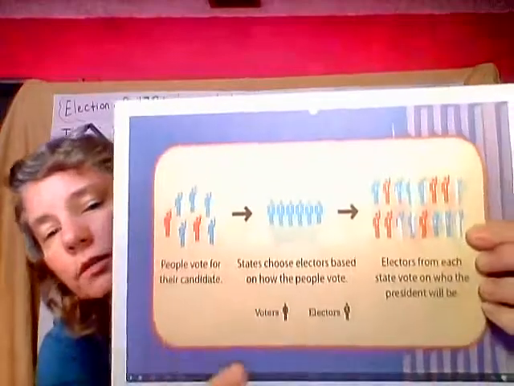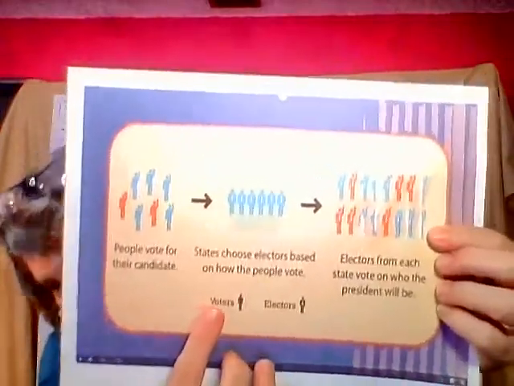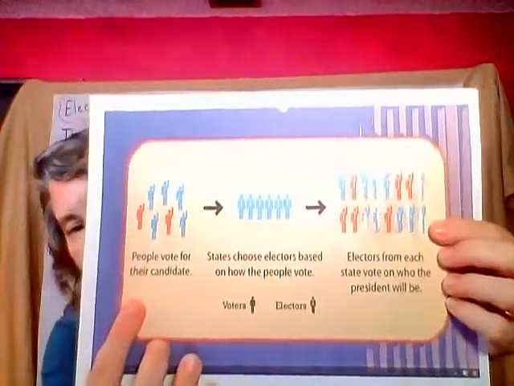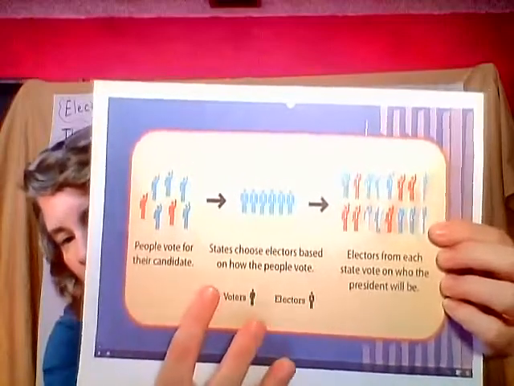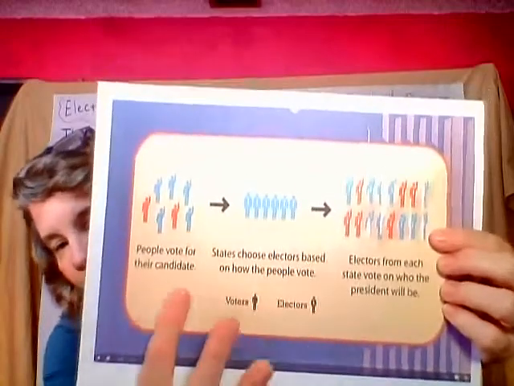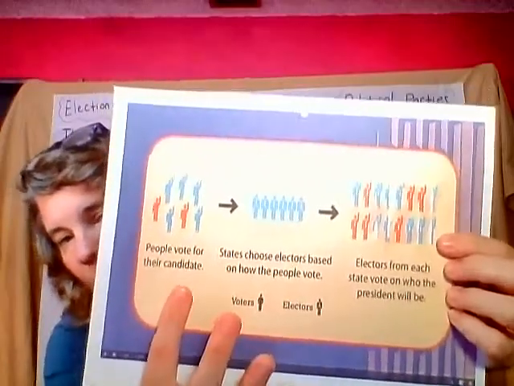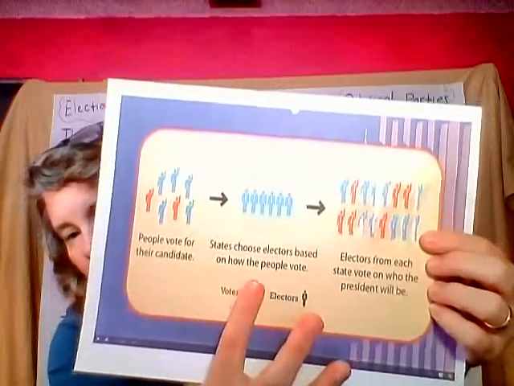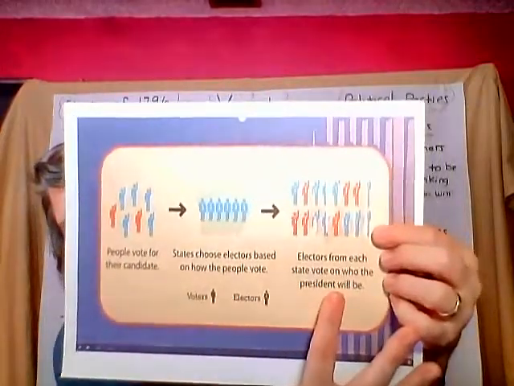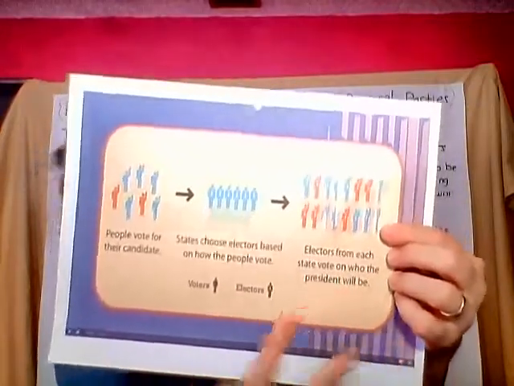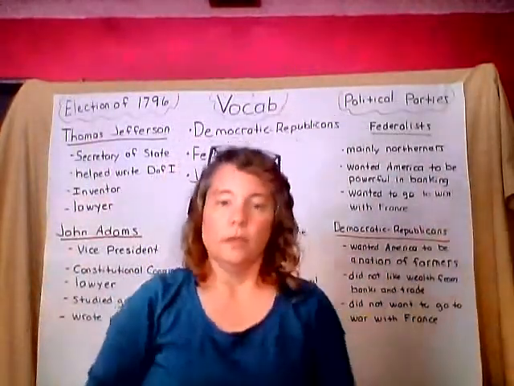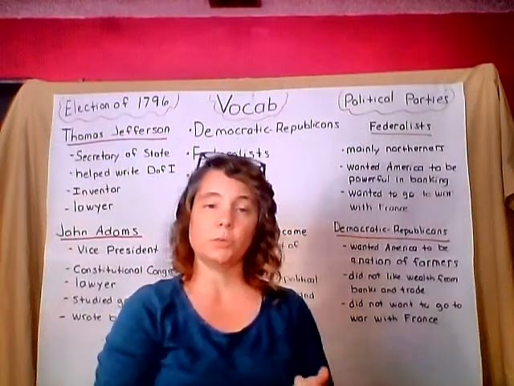So, first, the people vote in each state for who they want to be president, and then the electors from the Electoral College from that state vote for whichever candidate the people voted for the most. And then in the election, each state has their electors vote, and whichever candidate gets the most electoral votes wins the election. Okay? And that is what happens in the first election with George Washington.